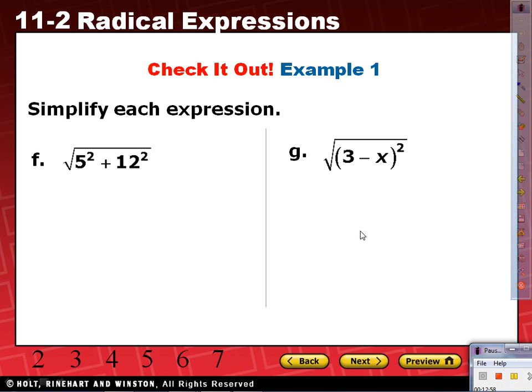Okay, let's see. I'm going to get somebody to help me out with this one. How about Ash? Go.